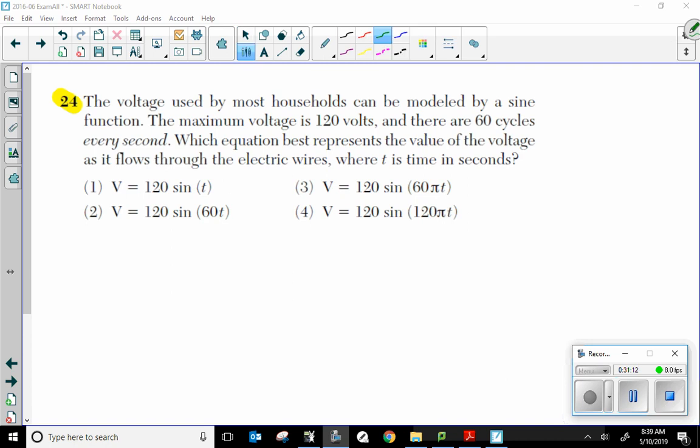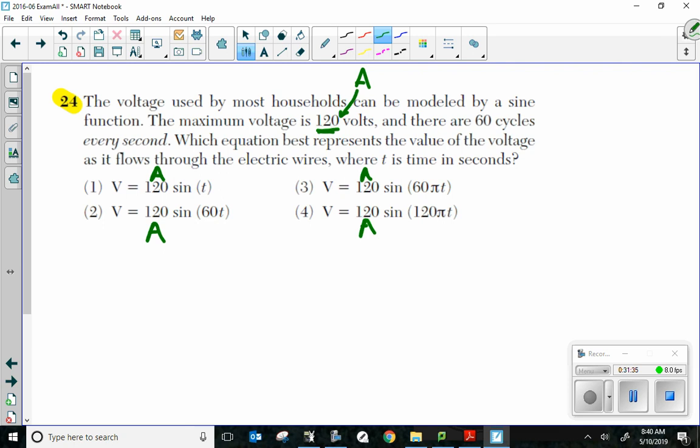The voltage used by most households can be modeled by a sine function. The maximum voltage is 120, okay? So whenever we talk about mins and maxes, I know, according to a trig equation, that's my amplitude. And look, all of these have an amplitude of 120. So I cannot cancel any of these out yet, okay?